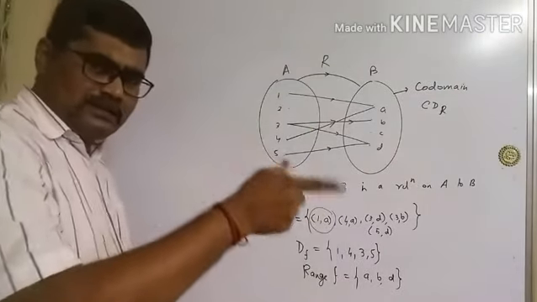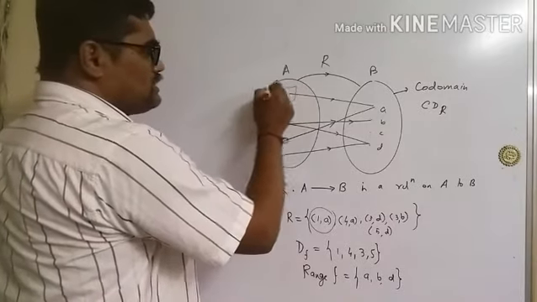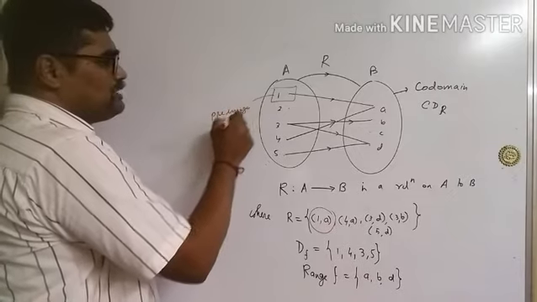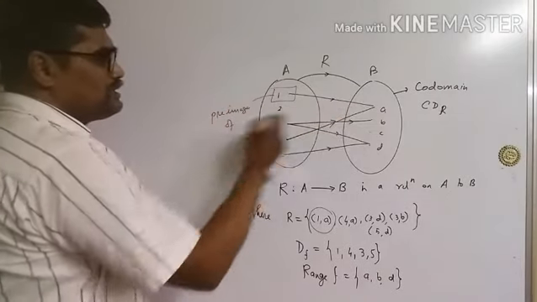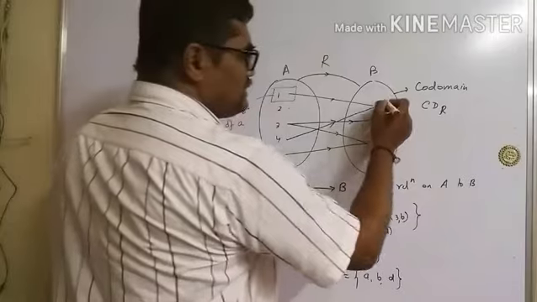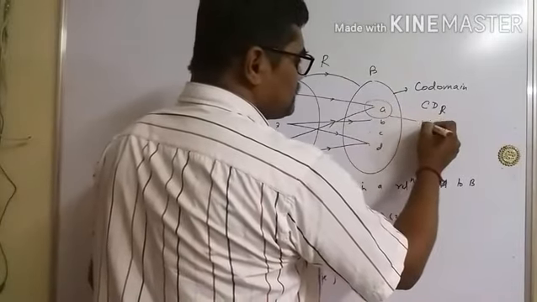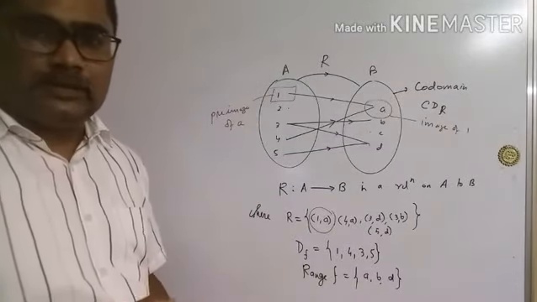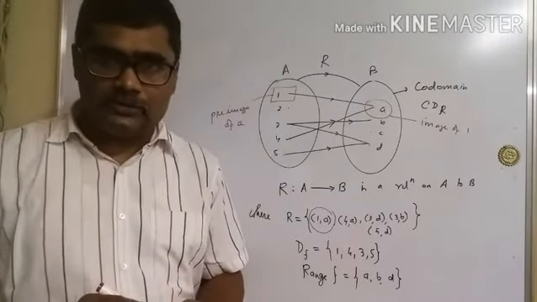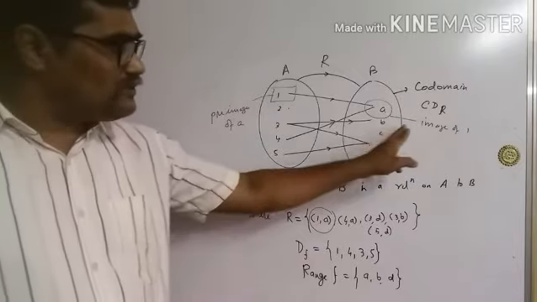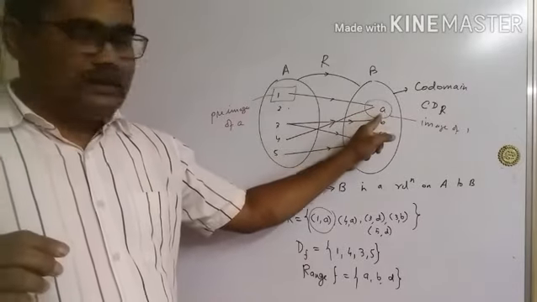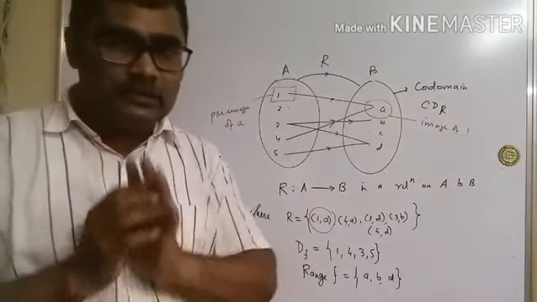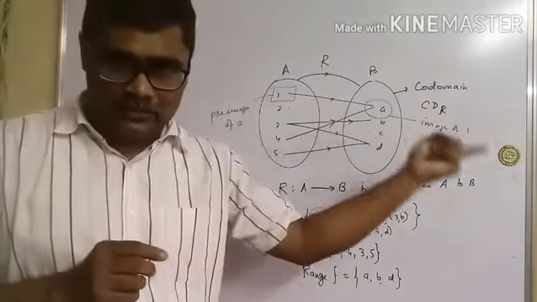That means 1 is related to A. So this one is known as the pre-image of which element? A. And this A is known as the image of 1. Am I clear to you? Now you see, the image of 1 is A, but this A is the image of 4 as well. That means two different elements can have the same image.